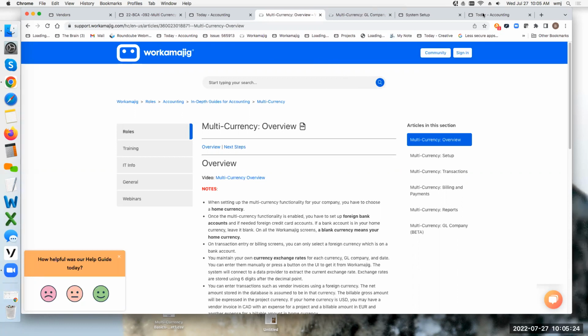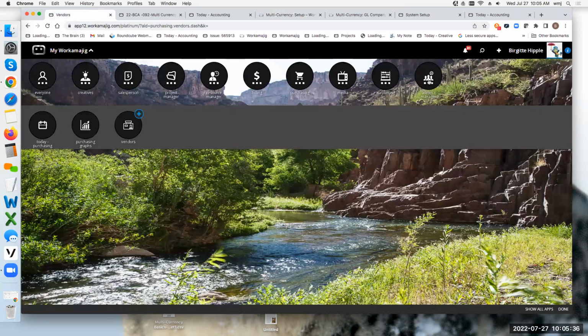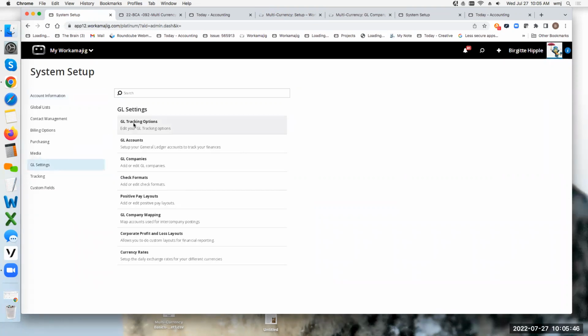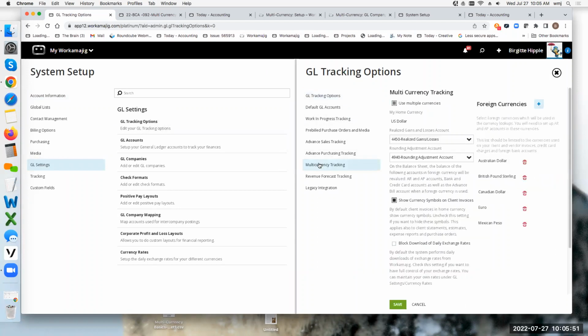All right, so let's go ahead and talk about system setup first. This is when we're coming over to multi-currency and we start talking about all of the setup items. Now in Workamajig system setup, we have a few different areas that need to be enabled. When you come to GL settings, GL tracking options, you must come down to multi-currency. If this is not turned on, then you do not have any options to even select any other currencies.